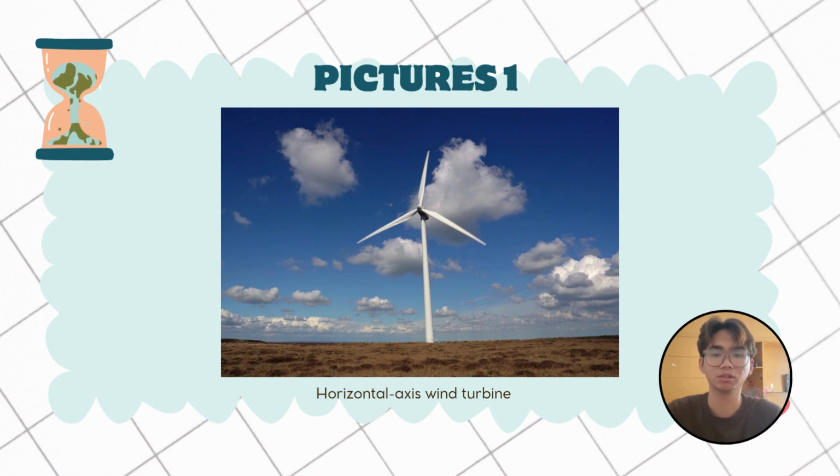So this slide shows a horizontal axis wind turbine, commonly known as HAWT. It is the most widely used type of wind turbine for electricity generation around the world. The rotor blades rotate around a horizontal axis and must face directly into the wind to operate efficiently. When wind strikes the blades, kinetic energy is converted into rotational motion, which drives the generator to produce electricity.